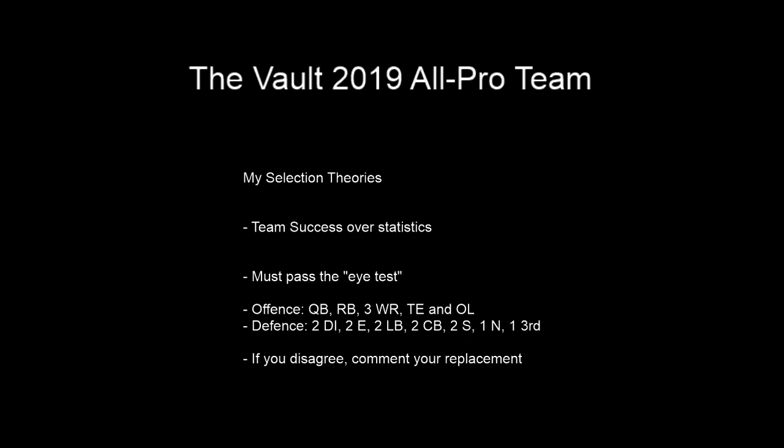I also went with 2 corners, 2 safeties, and 1 nickel. My nickel can be a safety or a corner. Basically, I want 5 defensive backs on my team. So if you're comparing, feel free to take my nickel guy out and put in another corner or another safety. It's up to you. You can pick whichever defensive back you want.